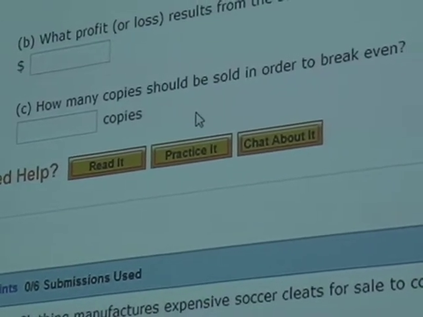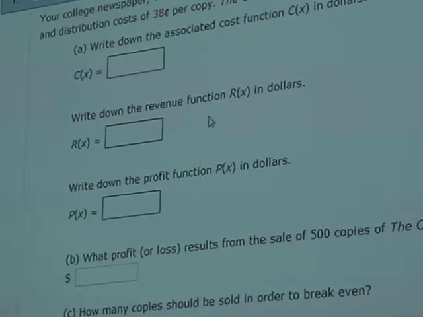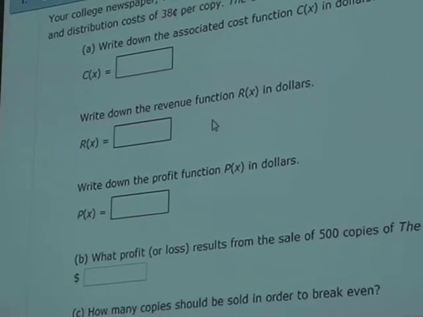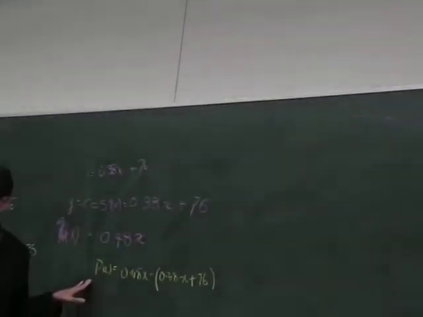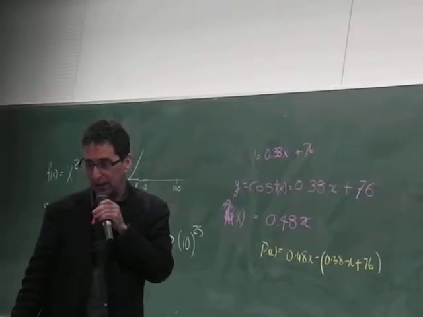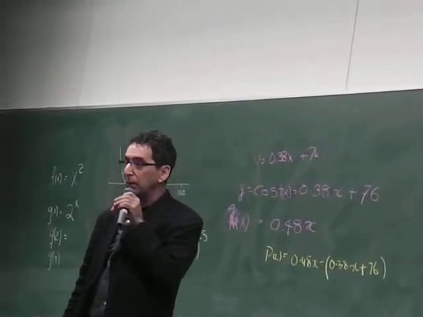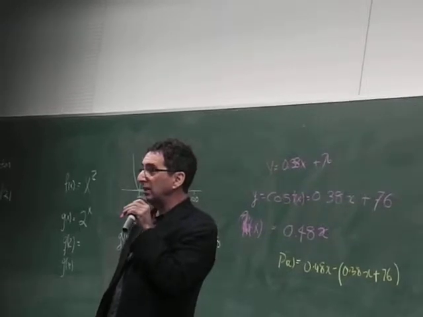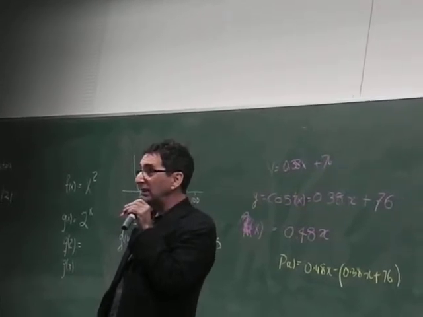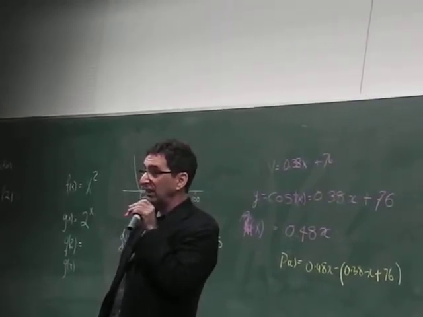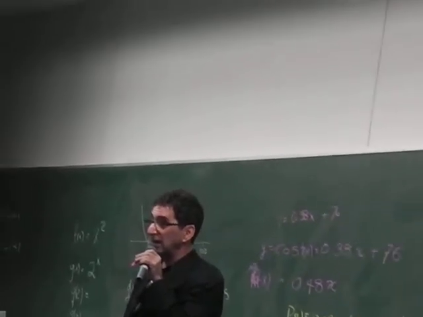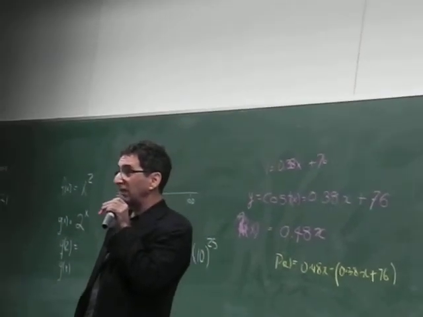Now, one last thing. Oh, I forgot this one. This one's easier, so let's do this one. So she wrote down the profit function here. The question I forgot was here: how many copies should be sold in order to break even? Remember, what does break even mean? It means we didn't make a profit and we didn't lose any money either. So what does that mean in terms of the profit? Was the profit positive? No. Was the profit negative? No. It means the profit was 0.